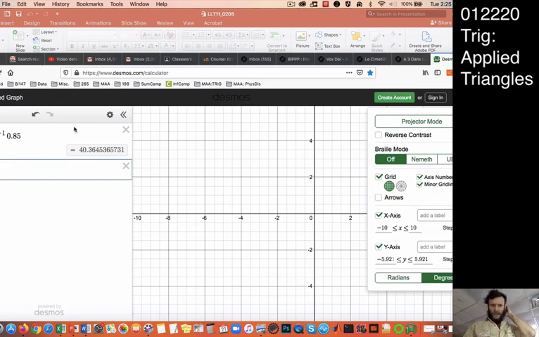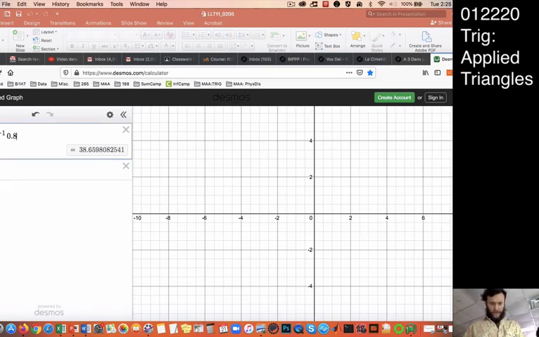So Desmos tells me that it's 40.36, and your calculator got 41. That's a little weird. Oh, I did 8.5. It should be 8.75. That's right. There we go. Yeah, that's actually sweet. All right.